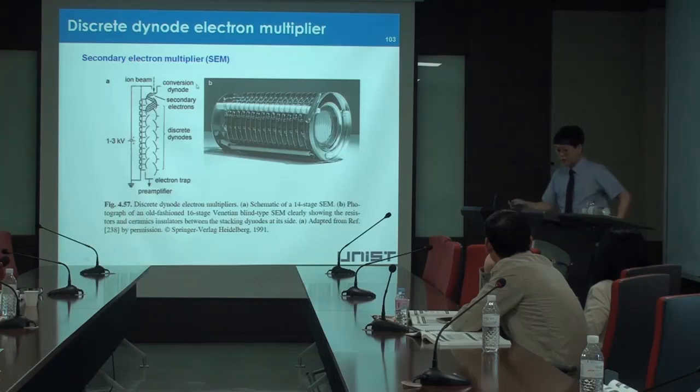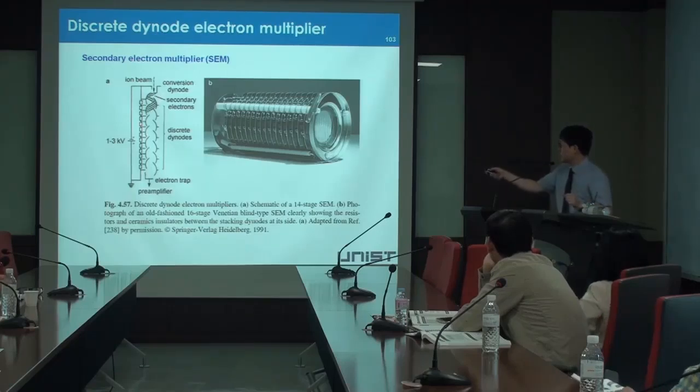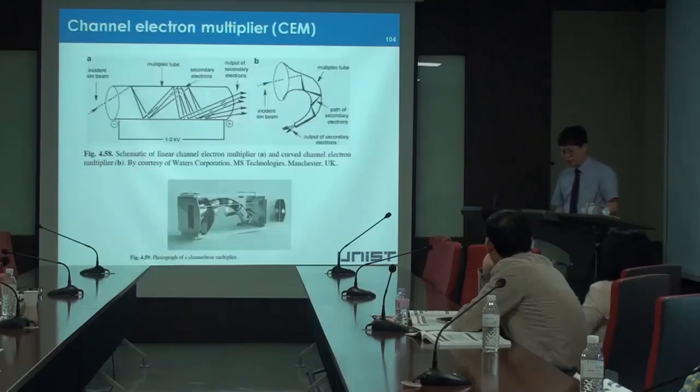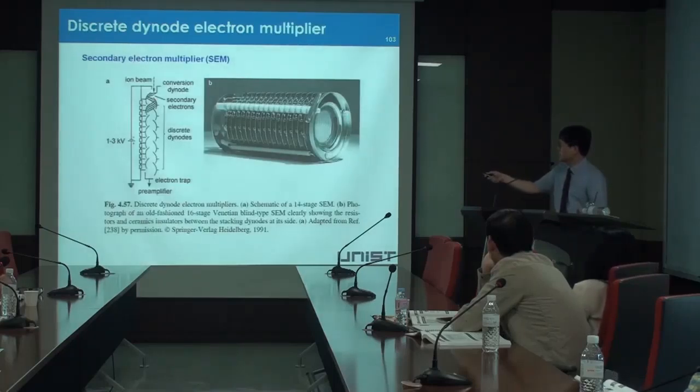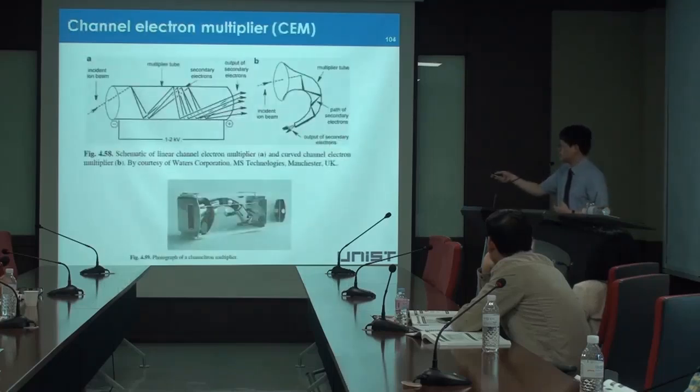So we have to multiply this signal using this instrument. This is a discrete dynode electron multiplier. There are separated dynodes, and first the ion beam enters this channel, and then there are more reflections of electrons. So finally, a small signal becomes a very large signal. Another type is the channel electron multiplier. The discrete one has separated elements, but this is a continuous dynode. This is a linear type, and this is a curved type.